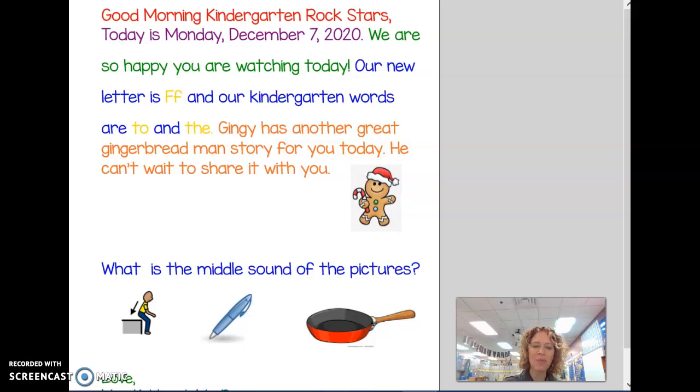Let's take a look at our morning message for today. I have a little friend here. This is Gingy. He's come to help me do our morning message today. You guys ready? All right, let's read it together.